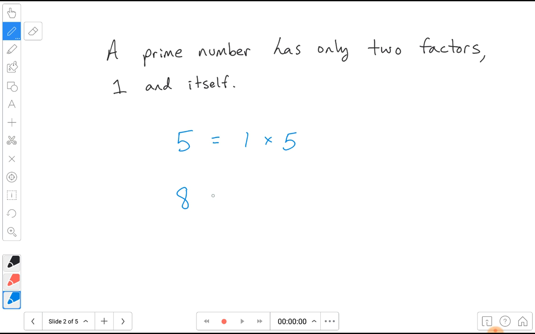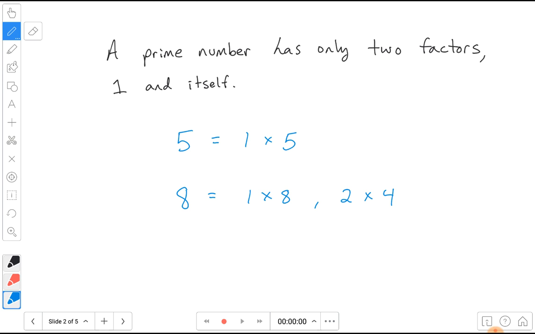If you look at the number 8, for instance, you can multiply 1 by 8 to get 8, of course, but you can also multiply 2 by 4 to get 8. So 1, 8, 2, 4, these are all factors of the number 8. And so 8 is not a prime number.